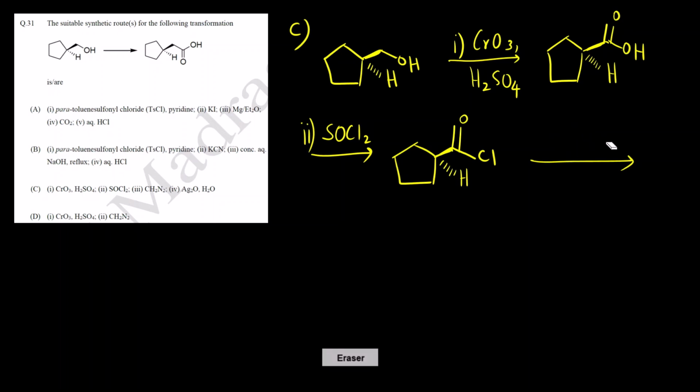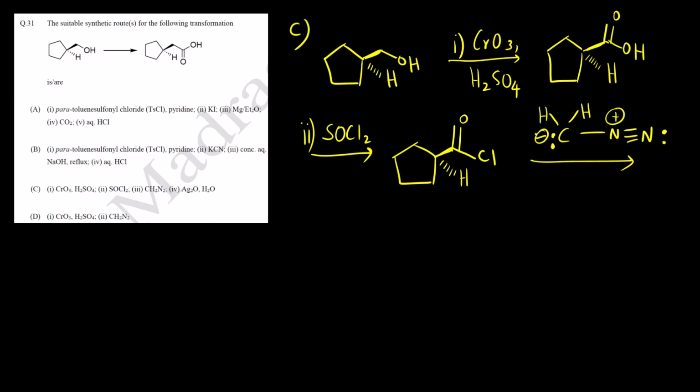If I draw the structure of diazomethane, it is CH2N2, like this. Diazo means two nitrogen atoms, and then there is a lone pair. This is the structure of diazomethane. Methane because there is only one carbon.